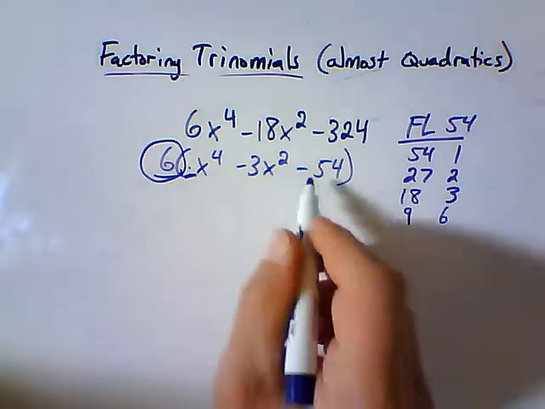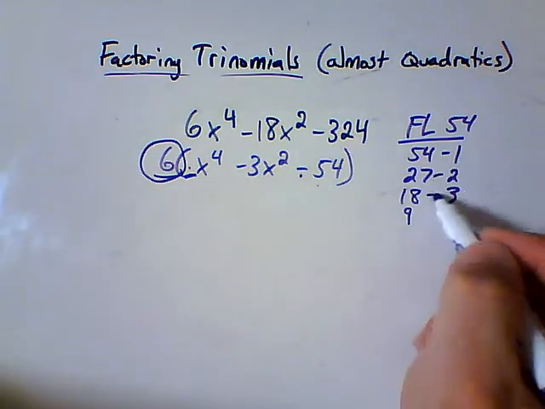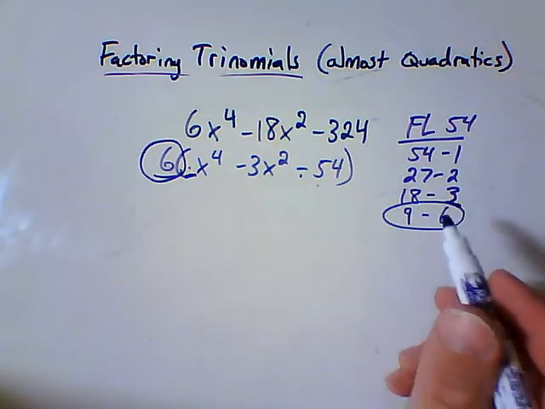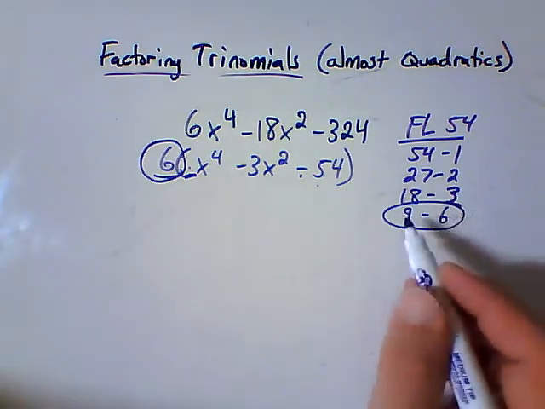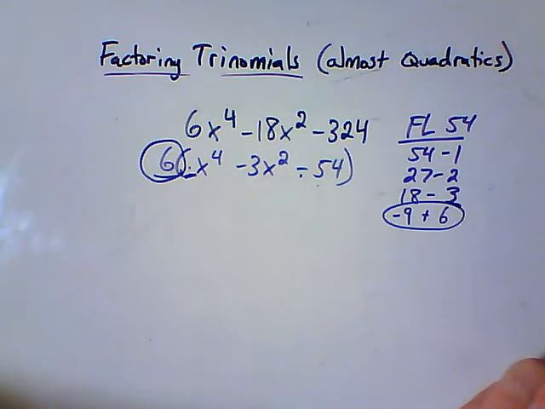Yay! Alright, so looking for which factors subtract to give me 3, that's those, right? And when I put these two together, I have to have a negative 3. So I'm going to make him a negative and him a positive. Yay! Alright.